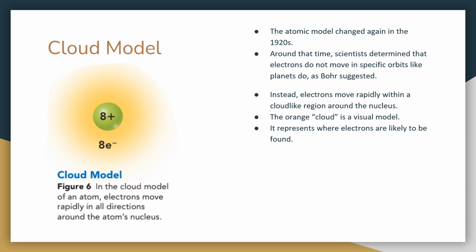And then we have the cloud model. So figure 6, in the cloud model of an atom, electrons move rapidly in all directions around the atom's nucleus. The atomic model changed again in the 1920s. Around that time, scientists determined that electrons do not move in specific orbits like planets do, as Bohr suggested, but instead electrons move rapidly within a cloud-like region around the nucleus. The orange cloud is a visual model. It represents where electrons are likely to be found.